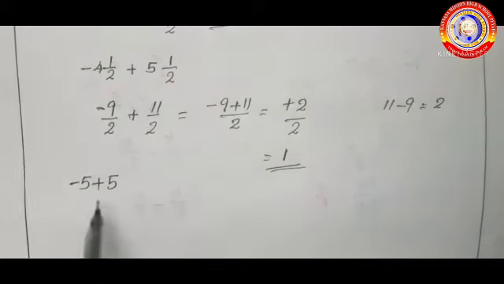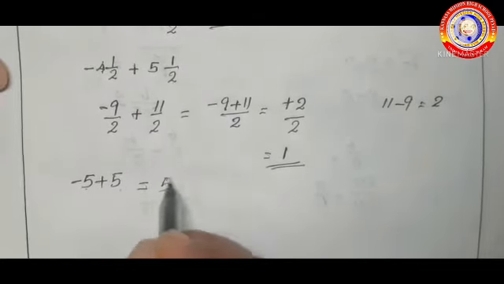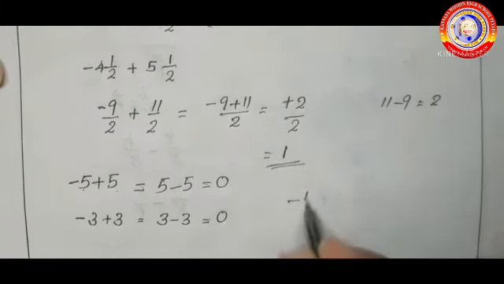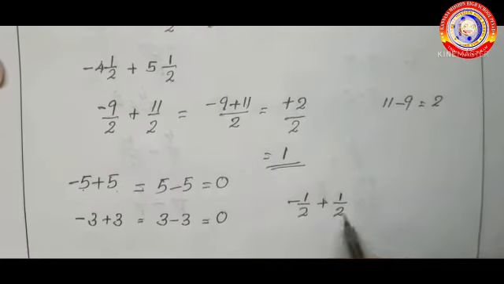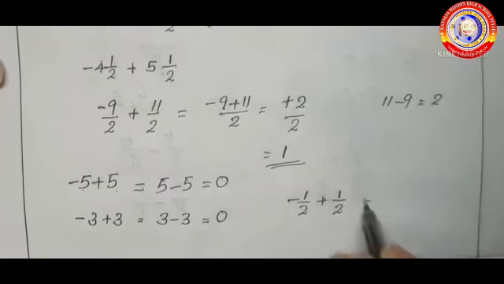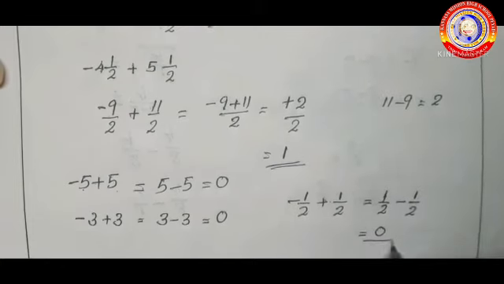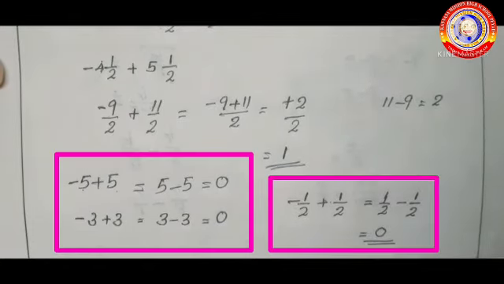Next question, find minus 5 plus 5. Here minus 5 and plus 5 are in different sign, so we have to subtract 5 minus 5. 5 minus 5 is 0. Then find minus 3 plus 3. Here also minus 3 and plus 3 are in different sign. 3 minus 3 is 0. Next one, minus 1 by 2 plus 1 by 2. Here also minus 1 by 2 and plus 1 by 2 are in different sign. So we have to subtract 1 by 2 minus 1 by 2. 1 by 2 minus 1 by 2 is 0. That is, when we add same numbers with a different sign, we get 0.